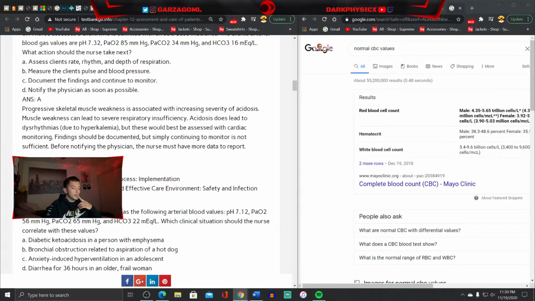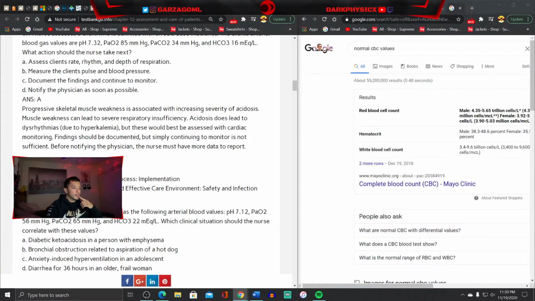DKA in the person with emphysema. I mean, it seems like it. I don't know, because the bicarb is normal. I feel like this is just a huge problem with the lungs, and the kidneys have not compensated yet.